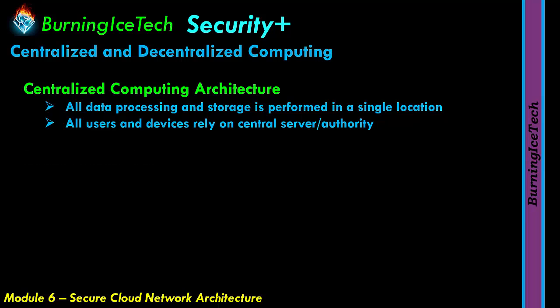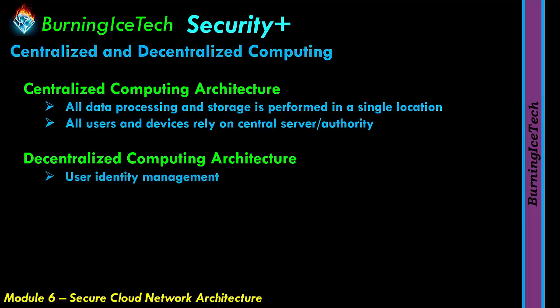Now, in terms of decentralized computing architecture, this will be the exact opposite of what we just said. Your stuff is spread out all over the place. This would be something like user identity management. So if you have user identity management, but it's being managed from multiple places, let's say you have a hybrid Active Directory environment. So you've got Active Directory on premises.